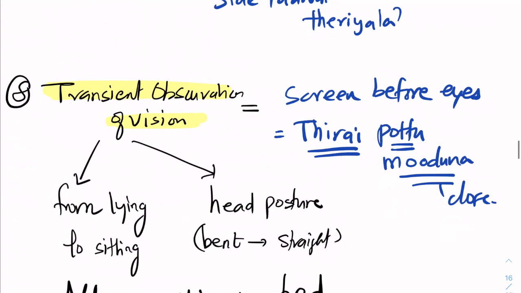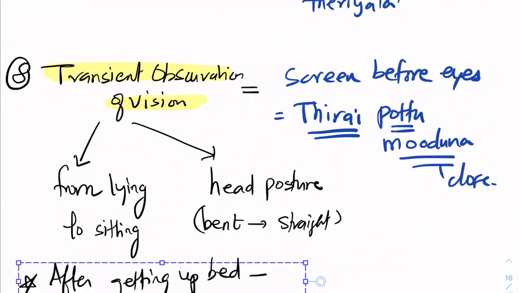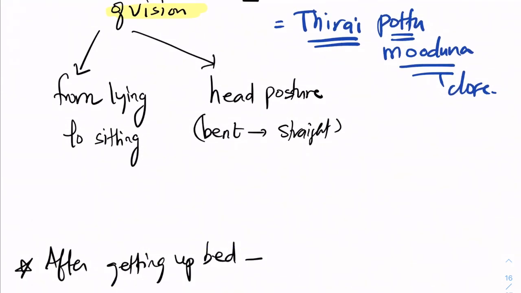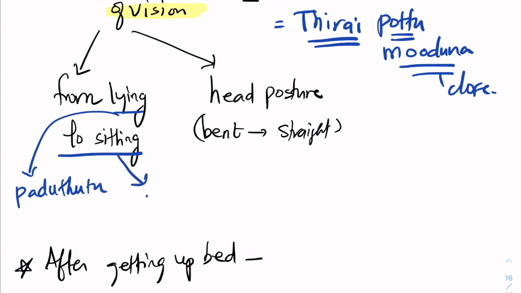So two important things to understand: a patient can have transient obscuration of vision from lying to sitting posture. From lying means படுத்துட்டு. Sitting is உட்காரும்போது.